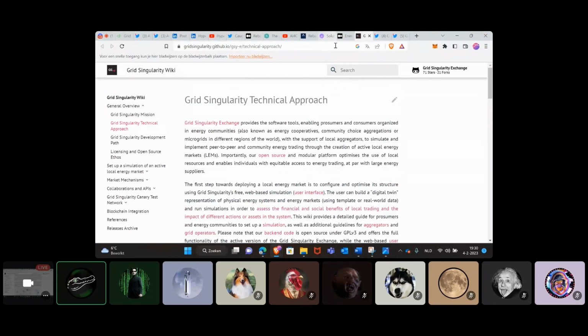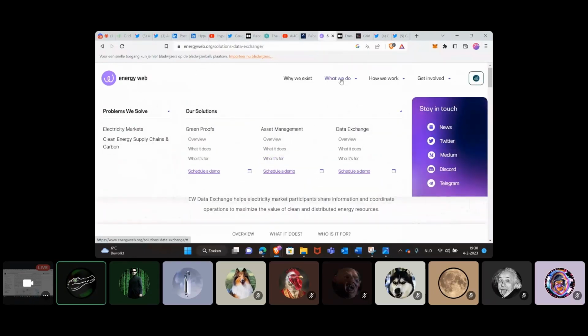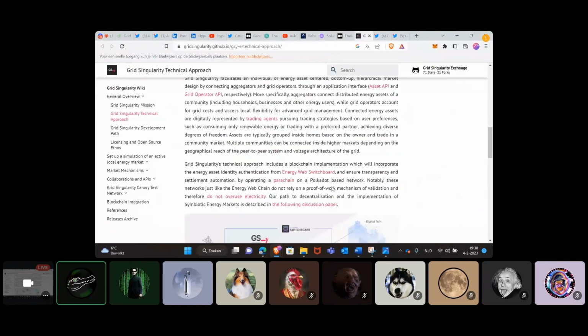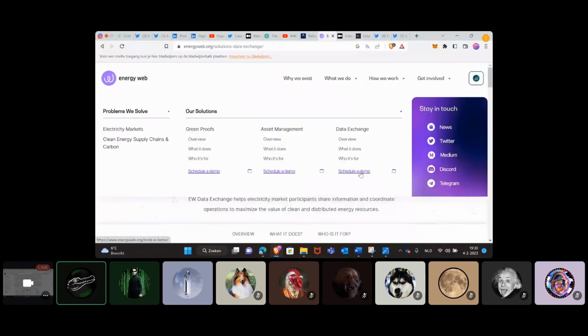I don't know how you think about that, but now there's 3 main solutions that EnergyWeb is divided in on the website: the green proofs, the asset management, and the data exchange. Asset management is, of course, the switchboard, which is already mentioned here, like I showed you. But I believe that the data exchange overview and what it does and who it's for is also part of what Grid Singularity can offer or will tie into that. I'm not 100% sure, but I have the impression that this is very much in line with the energy exchange, the data exchange, because energy data is going to be exchanged probably.